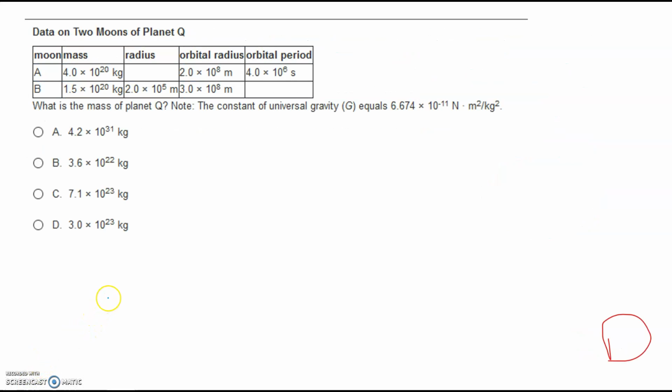Okay. This one may take longer than 2 minutes to do. Alright, so what is the mass of planet Q given all of this? And I grabbed, let me go ahead and start this on the next one.